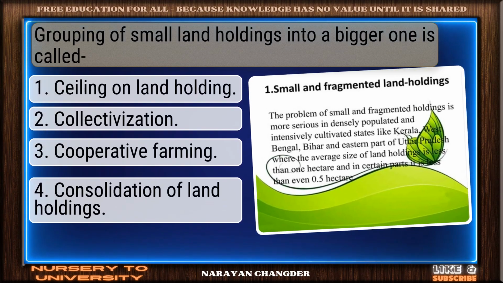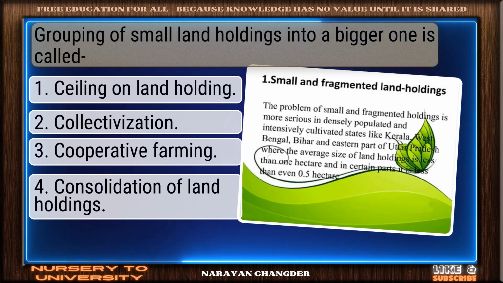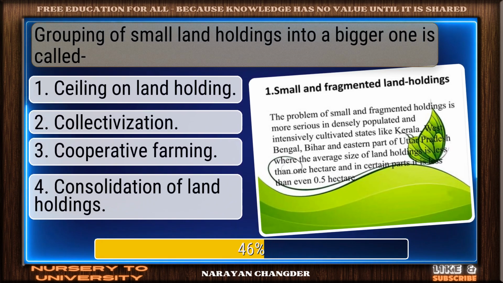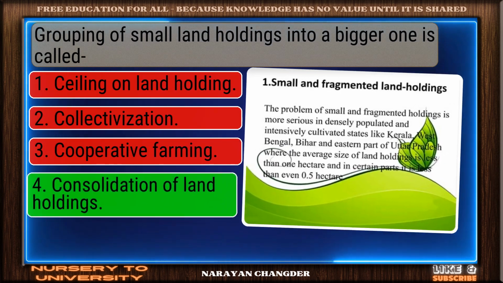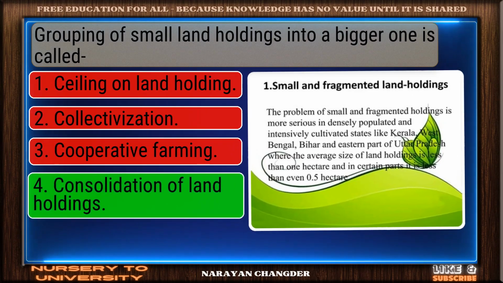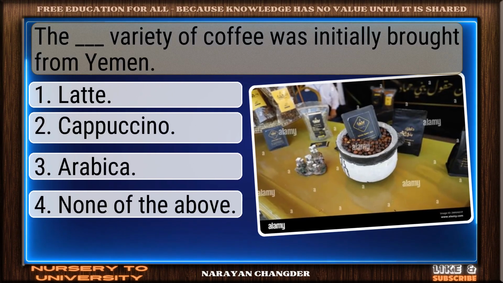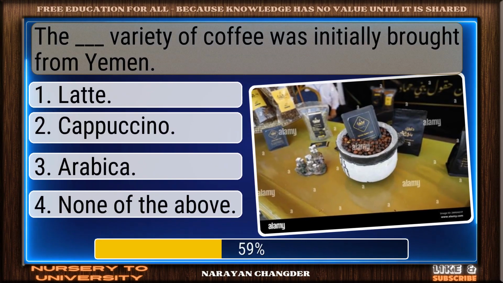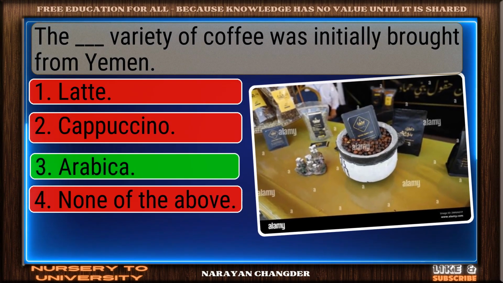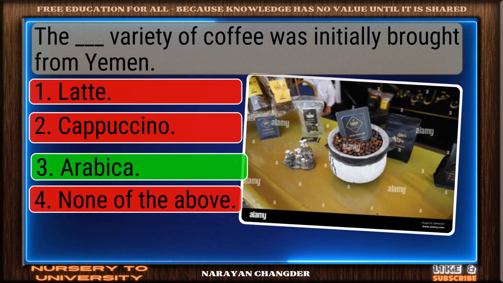Grouping of small land holdings into a bigger one is called. Nice work. Consolidation of land holdings fits perfectly. The dash variety of coffee was initially brought from Yemen. Perfect. Arabica is the one.